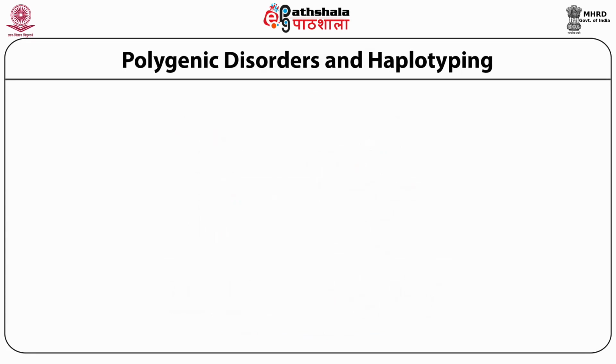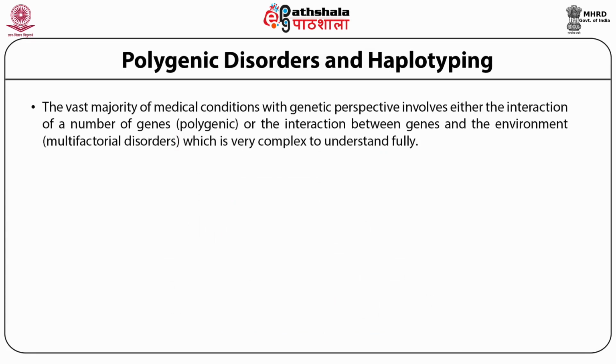Then we see polygenic disorders and haplotyping. The vast majority of medical conditions with a genetic perspective involve either the interaction of a number of genes, that is polygenic, or the interaction between genes and the environment, that is multifactorial disorders, which are very complex to understand fully, as reported by Trent in 1997.